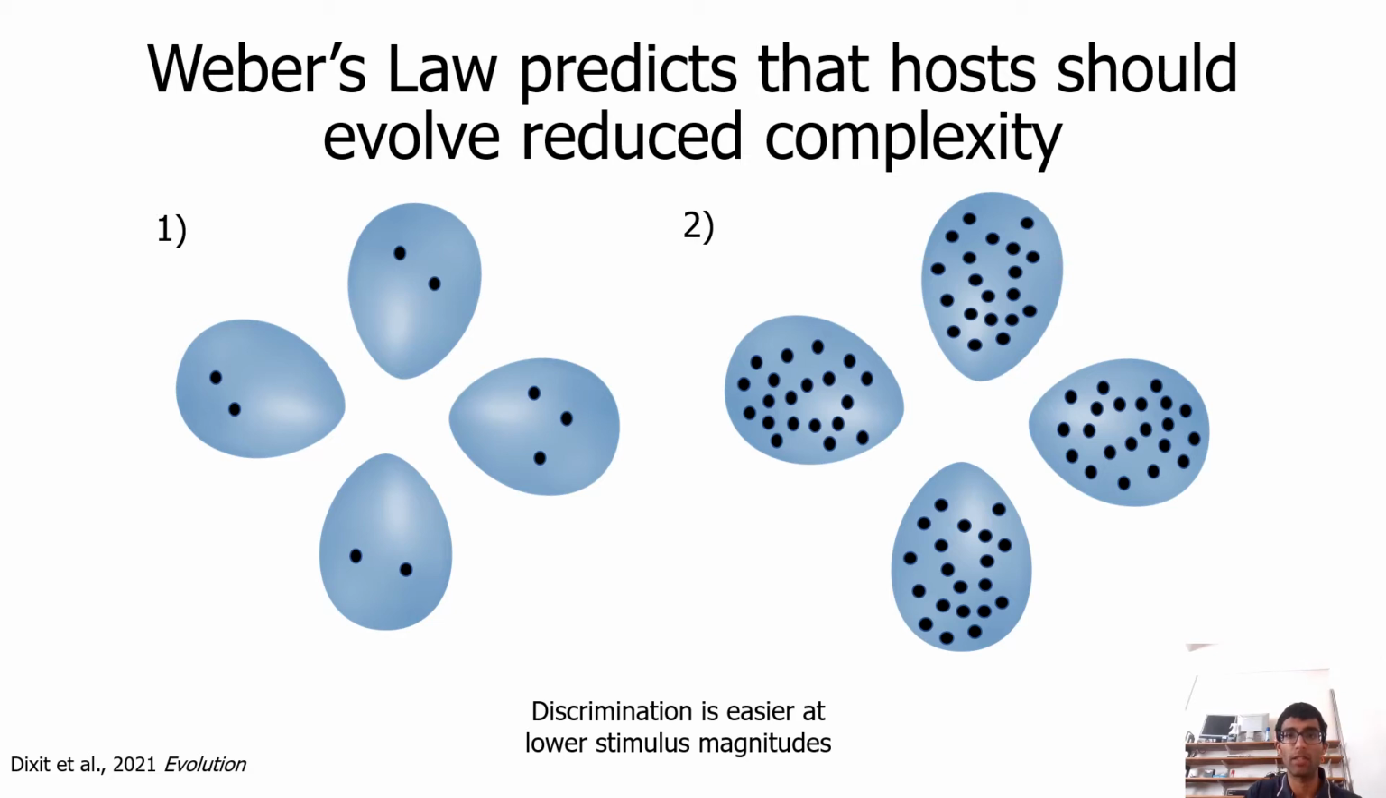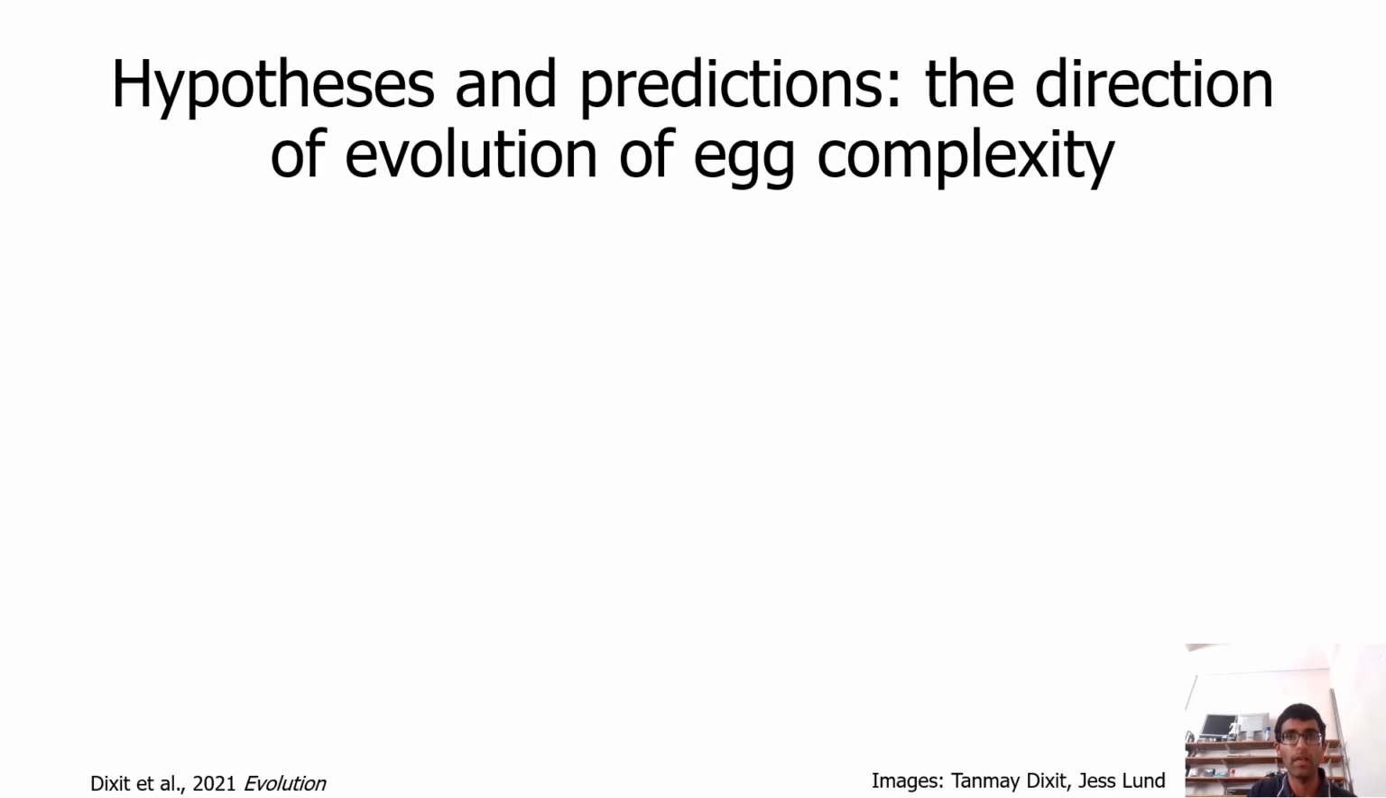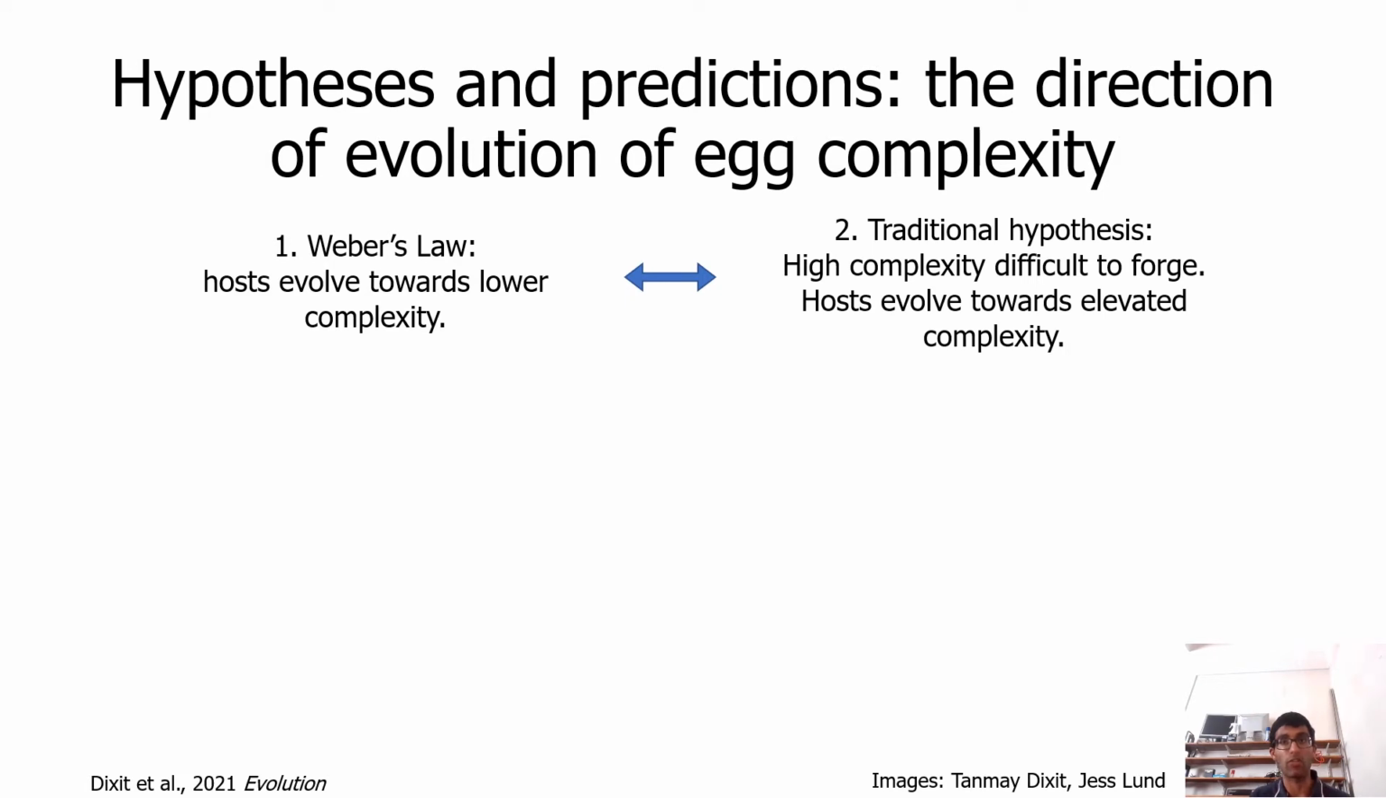And if we apply the same argument to complexity rather than number of spots, assuming that hosts discriminate between eggs based on relative differences in complexity, this would mean that hosts should do better at discriminating between less complex eggs than between more complex eggs. And this can lead to some hypotheses about egg signature evolution. Weber's law states that it's easier to discriminate when stimulus magnitudes are small, so hosts should therefore evolve towards lower complexity. By contrast, it's been traditionally thought that hosts should benefit from complex egg signatures because these are difficult to forge, and this predicts that hosts evolve greater complexity, unlike Weber's law.